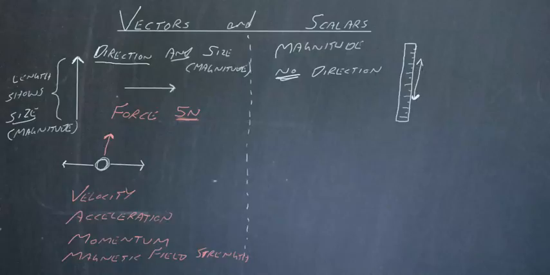Some examples of scalar measurements are things like mass. For example, something will have a mass of so many kilograms, but those kilograms aren't acting in a particular direction. We've also got time. So seconds will be passing, but not in a certain direction. You can't have vertical seconds. Another example is temperature.